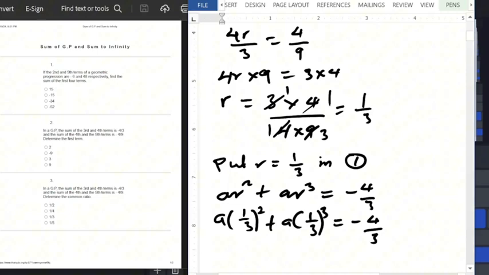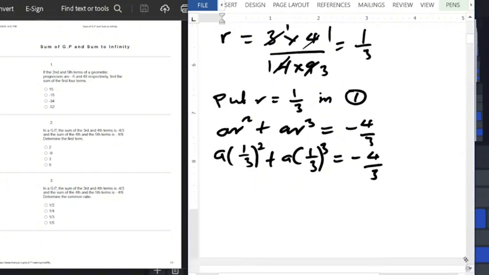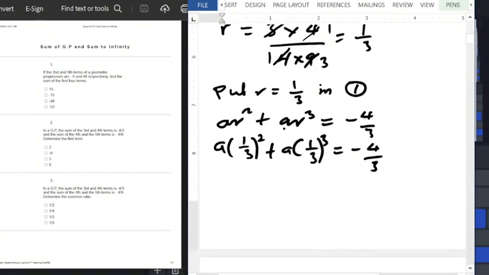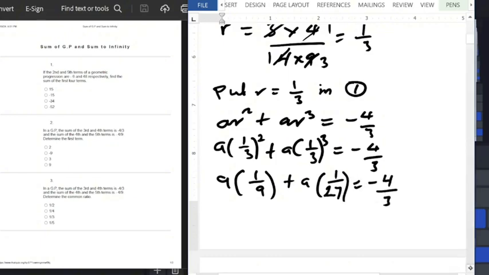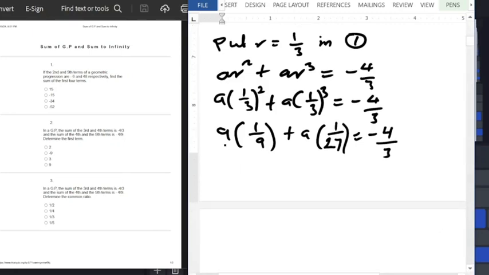We now have 1 squared is 1, 3 squared is 9. So that is a into 1 over 9 plus a into 1 over, that is 1 raised to power 3 is 1, 3 raised to power 3 is 27, which is minus 4 over 3. So we have a over 9 plus a over 27 equals minus 4 all over 3.